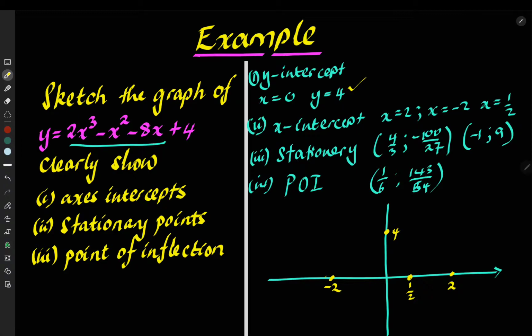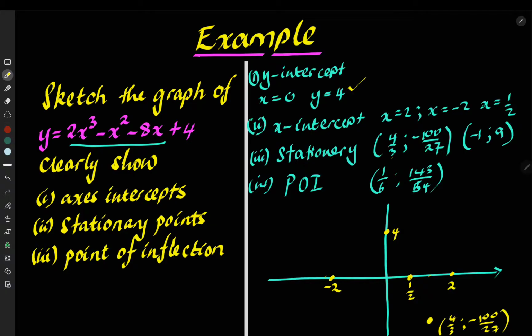Then the next thing that we want to do will be the turning points. The turning point is 4/3, which is like 1.333, and negative 100 over 27, which would be like negative 3.7 for the y value. So this coordinate will be just between a half and 2, because that is 1.33. It will be somewhere here. Then we clearly label that point: 4 over 3 and negative 100 over 27. So this is the first turning point.